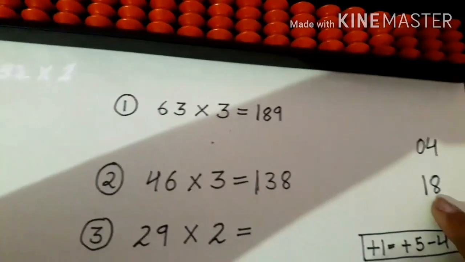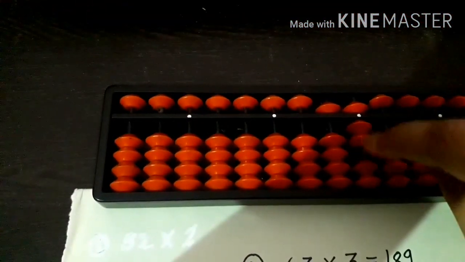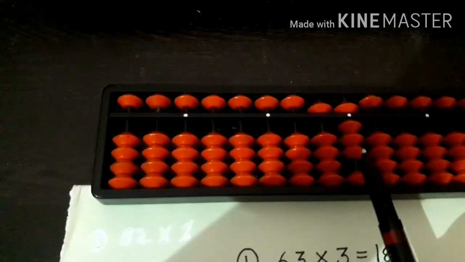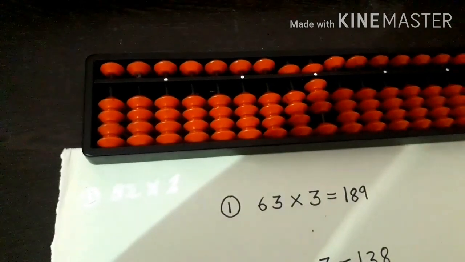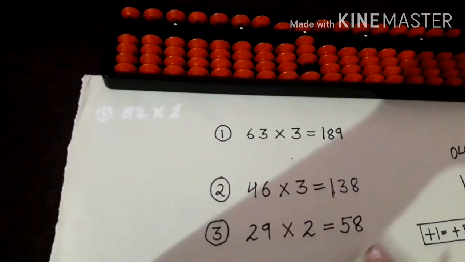And then what you have to add? You have to add 8. 8 in the units rod: 5, 6, 7, 8. Now what is your answer? 58 is the answer.